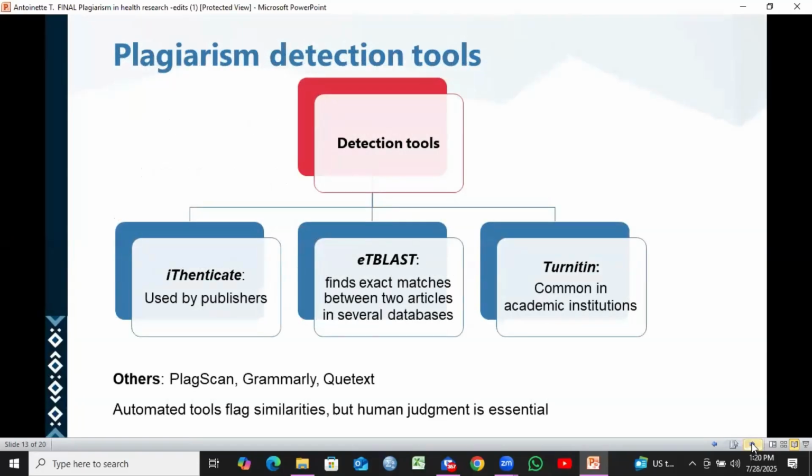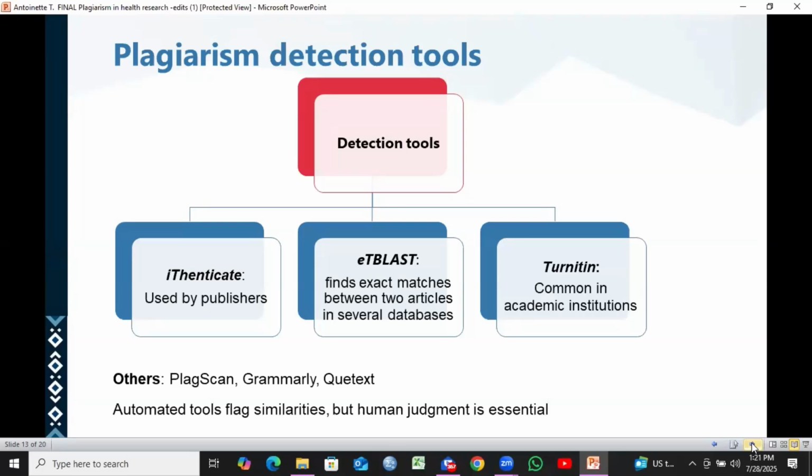Now we go to the plagiarism detection tools. I've listed some below, but we can always go online to search for some. The first one is iThenticate. iThenticate is probably mostly used by publishers, and it is a plagiarism detection tool that checks academic papers, articles and other written contents for originality.